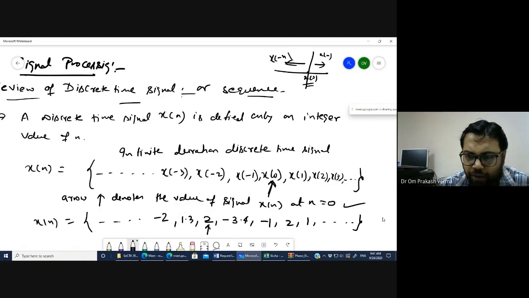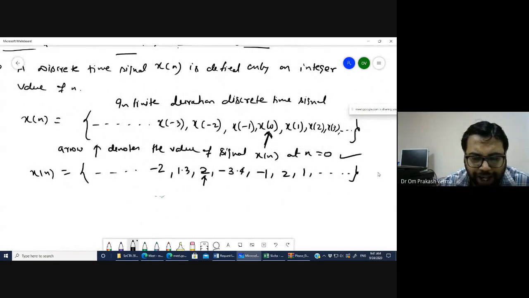Let's say the arrow is here. It means the sequence at n equal to 0 is this one. Sorry, I'm not going to give the arrow, otherwise you get confused. So this is n equal to 1, this is n equal to 2, this is n equal to 3, this is n equal to 4, right? This is n equal to -1, n equal to -2, and so on, right?